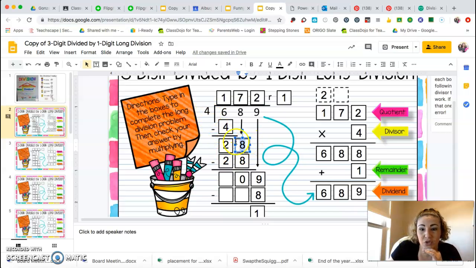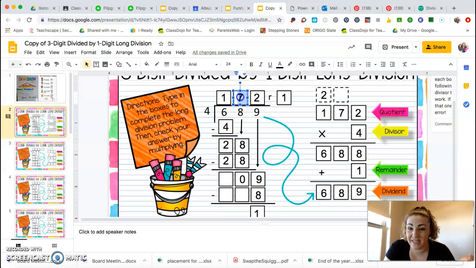Dad divides. 28 divided by 4 is 7. 4 times what equals 28, or is close to 28 without going over? 7. So you put 7 up here. Now Mom multiplies. 7 times 4 equals 28. Put 28 down here. Now sister subtracts. 28 minus 28 equals 0.